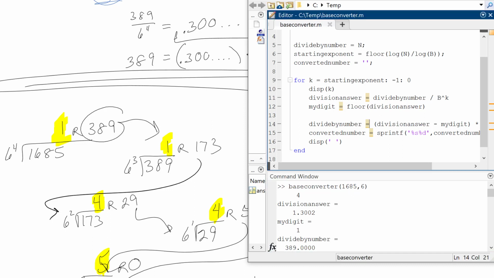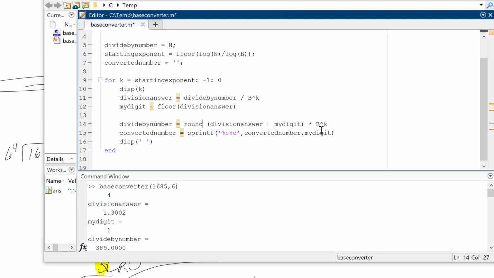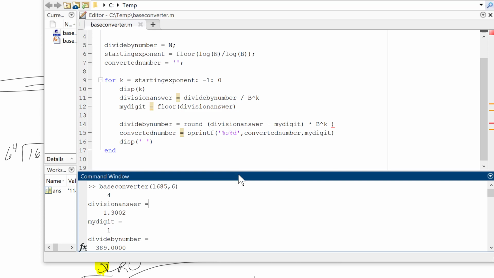So what I really want to do is I want to take that thing and I want to round it off. So I'm just going to take my new divide by number and I'm going to round it to the nearest integer. And actually that should solve my problem, but let's make sure.